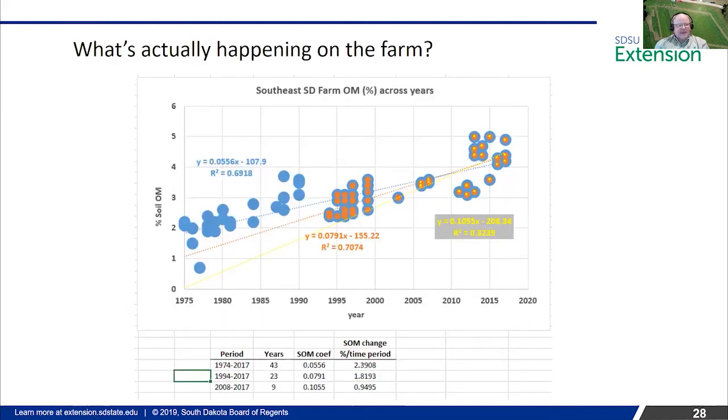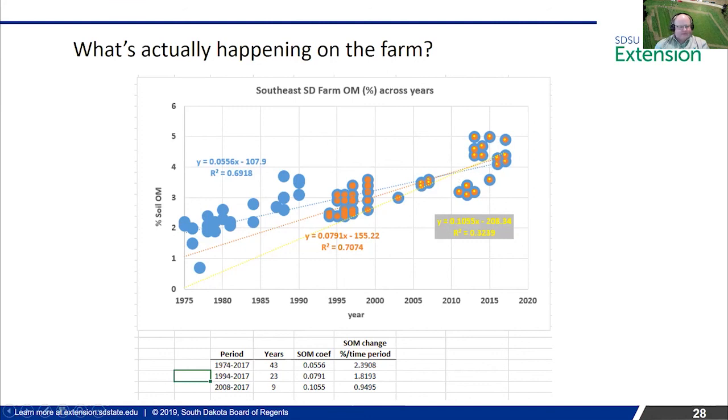So what's actually happening on the farm? Here's a Southeast South Dakota farm. This is real data, organic matter data. No-till since about 1990 right here. And you can see increasing organic matter, okay? And so that long time period, about 2.4%. From 1994, I did 3 comparisons here, about 1.8%, and then in the last year's almost 1%.